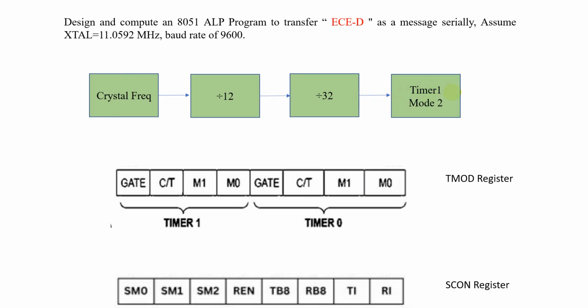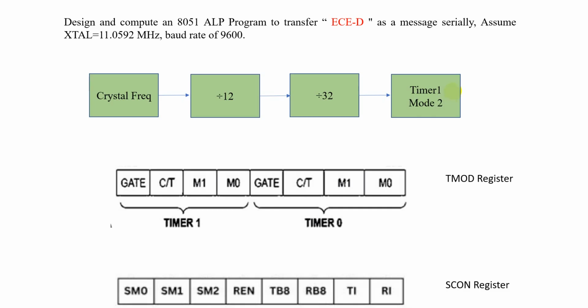Timer 0 can be used for timing, counting and square wave generation. Timer 1 can also perform these operations: timing, counting and square wave generation. Additionally, serial communication can only be done with timer 1, and for serial communication we always have to use the auto reload mode, that means mode 2.